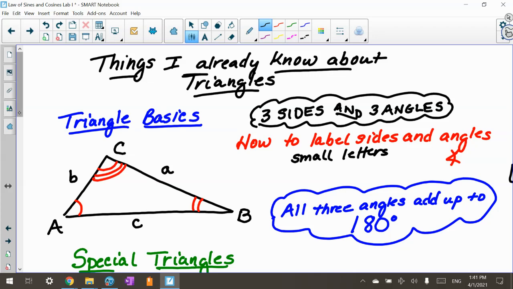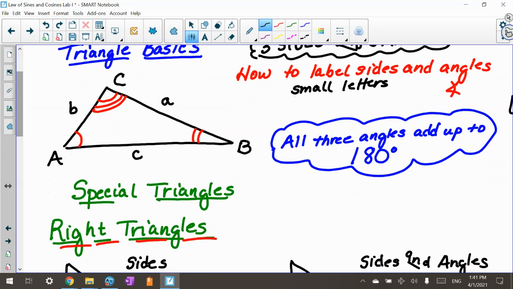The other thing I want you to remember, and I put this in a cloud, is all three angles add up to 180 degrees. And I know you've known this for a long time, but the reason why I'm telling you this is we're going to start working with the law of sines and cosines. And lots of times people will find two angles and they kind of forget that all they got to do is add them up and subtract them from 180 to find the third angle. So this is just a little reminder.